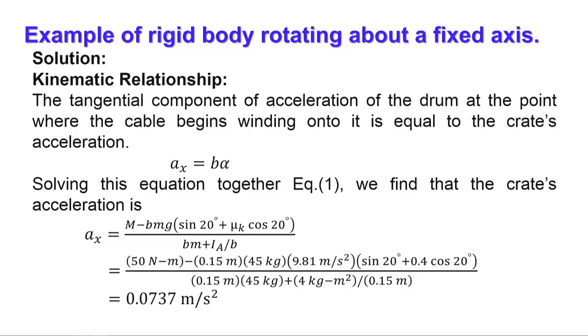First we simplify these things, next we go for the kinematic relation, that is, the angular acceleration of the winch roller and the linear acceleration of the crate, which we can relate. The linear acceleration of the crate is a x, and the angular acceleration of the roller is alpha. So, a x equals b alpha. Using this relation we can solve the problem.